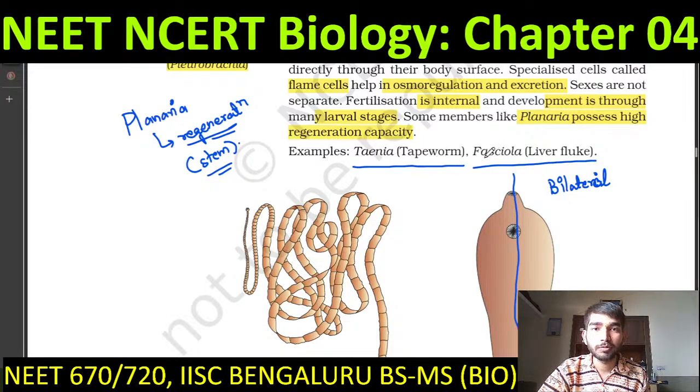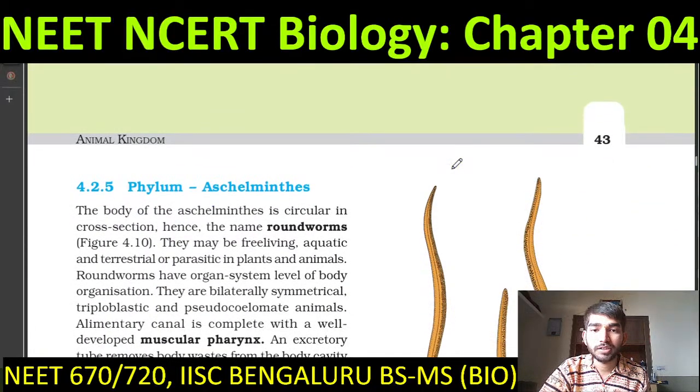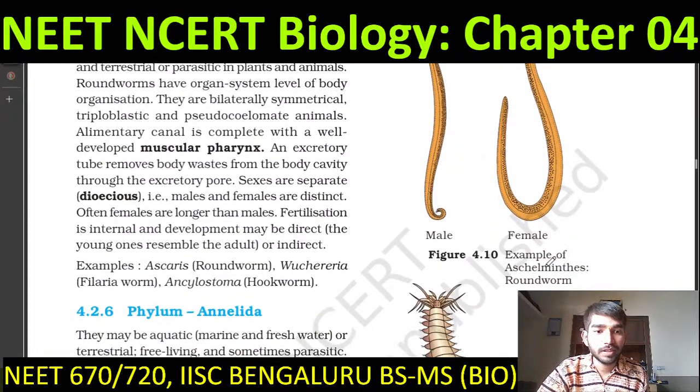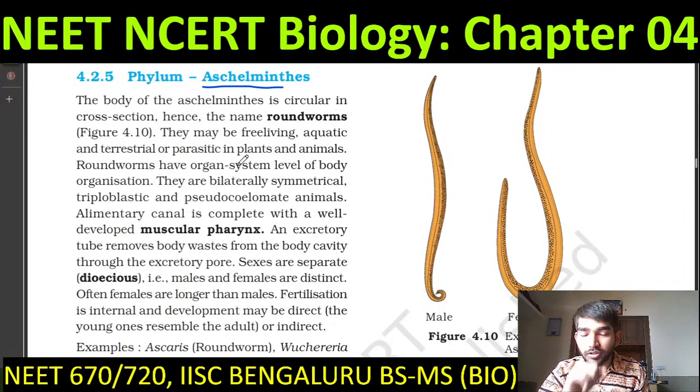So Taenia solium, which is tapeworm, and Fasciola, which is liver fluke, both of them are members of Platyhelminthes. There are more examples, but at your level, you should remember at least these two. Next is Aschelminthes. Here the example given is of roundworm, Ascaris. Sorry, not Agaricus. Agaricus is mushroom. Ascaris.